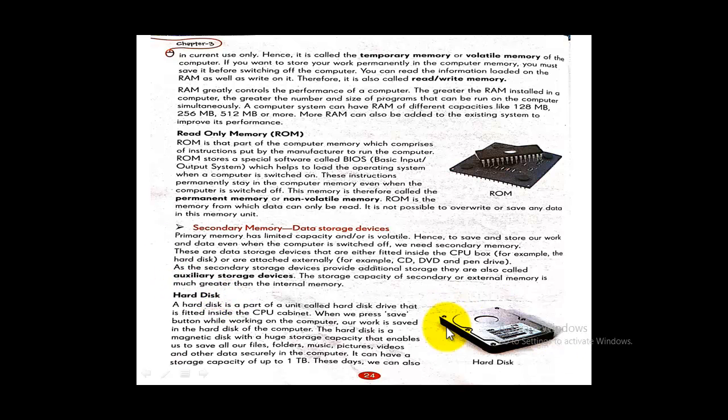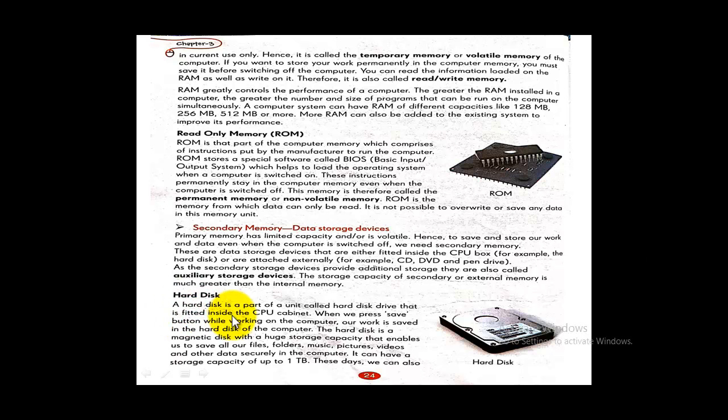The picture here is a hard drive, or we can call it a hard disk. This is fitted inside the CPU box or inside the CPU cabinet. Whatever we store in a computer is stored in this drive, the hard disk. Any songs, any videos, any documents, whatever we save on the computer is saved or stored inside this hard disk. Okay, now let's see what a hard disk is.